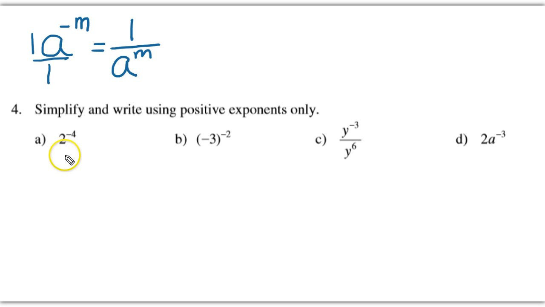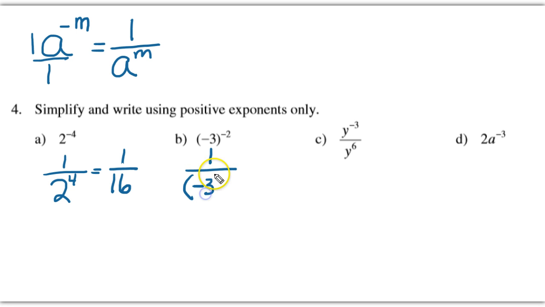So here this is going to be 1 over 2 to the 4th. The sign of the exponent changes, and then we're asked to simplify. And 2 to the 4th is 16. Again, this is going to be 1 over negative 3 to the positive 2 now, which, when we simplify that, squaring a negative 3, because that's the base, this becomes a 9.